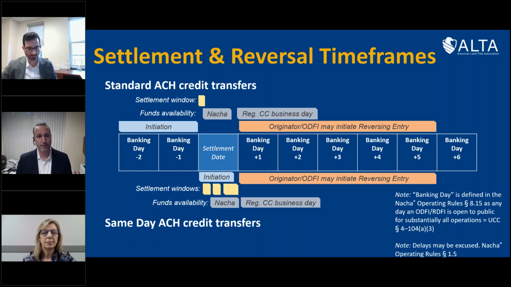But the real key to this chart is the reversal risk under the NACHA rules. The originator of a payment has the right to reverse the payment, or an entry as it's called under the ACH rules, for up to 5 banking days after the settlement date. That means that someone receiving an ACH payment is not free of that reversal risk until the 6th banking day at the very least. Because I'll also add that NACHA rules do excuse delays, so even the 6th banking day is not a hard and fast rule in every case.